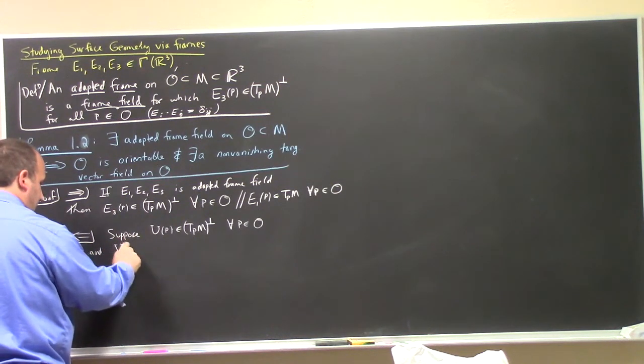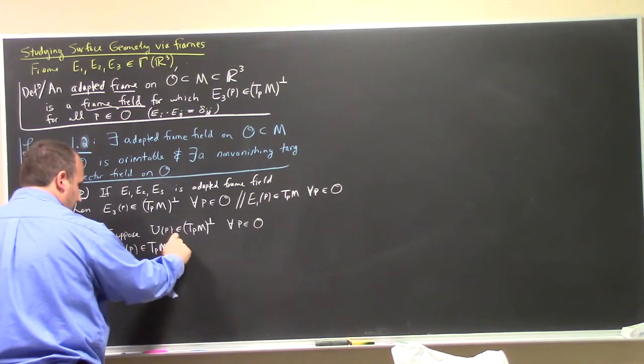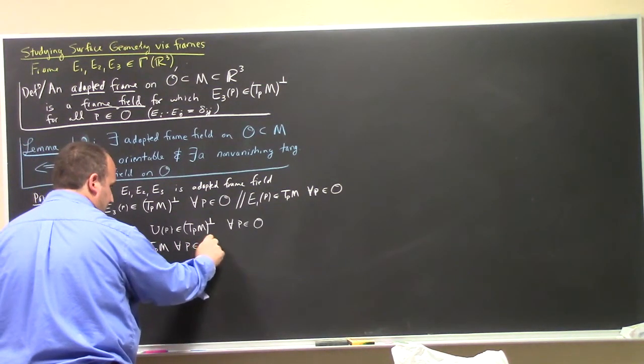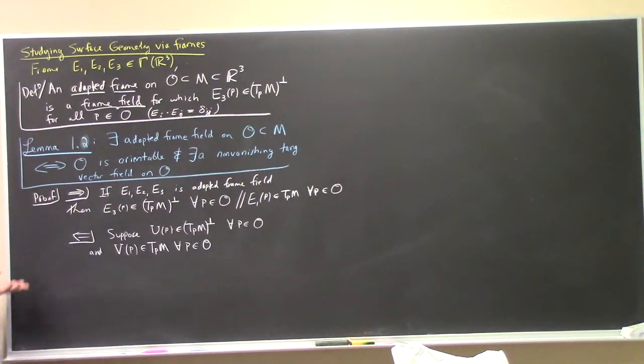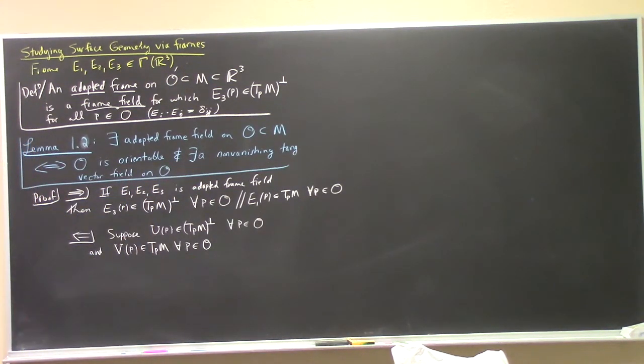And let's say V of P is an element of TPM for all P. And why do I get to do that? Because that's the lemma, right? It says there exists a non-vanishing tangent vector field. So I'm saying there exists a U and a V, right?